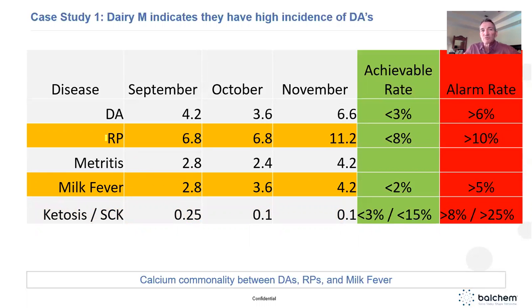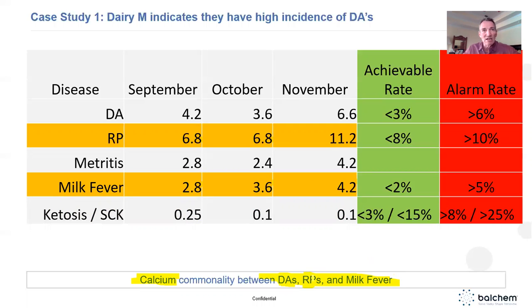Then we look at RPs, retained placentas, and milk fevers. So RPs increase over the same time frame that the DAs did, as did the milk fever. So what's our commonality here? Calcium. So here on my bottom line, there's a calcium correlation when it comes to DAs, RPs, and milk fevers. Of course, calcium's involved in milk fevers, calcium mobilization. Think of DAs and RPs and muscle contractions in the rumen, DAs, muscle contractions at the uterus, RPs.